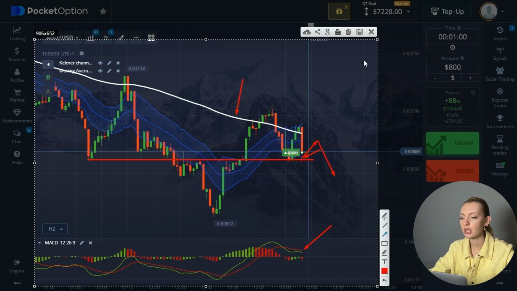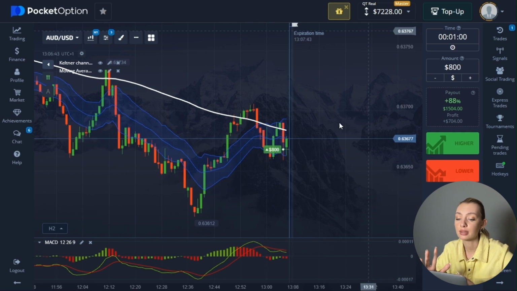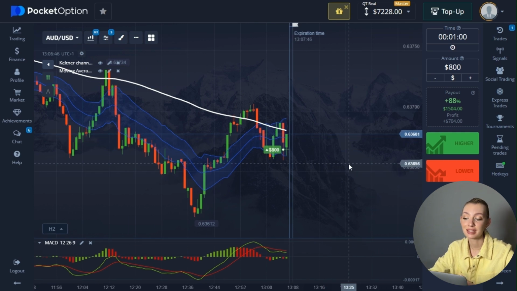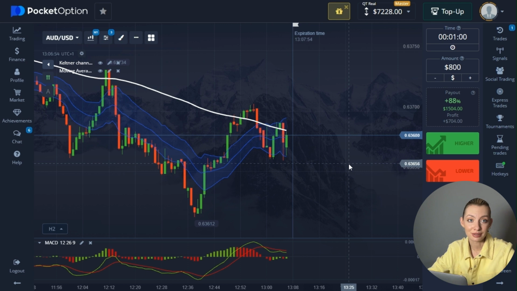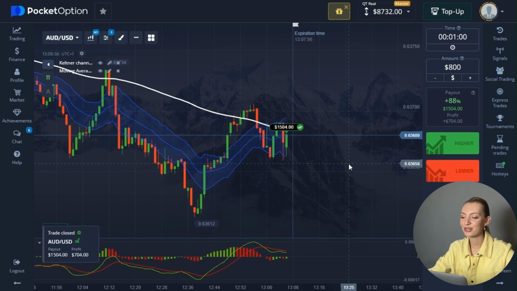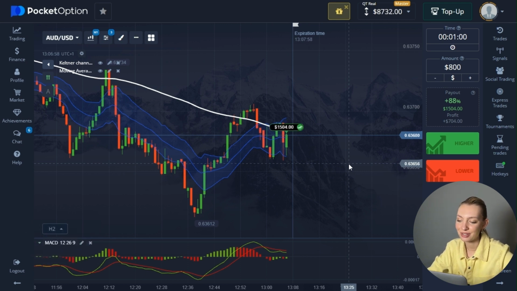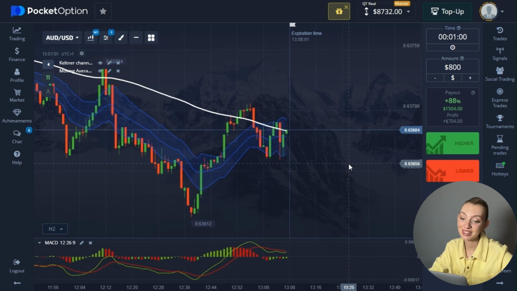So friends, today we'll talk about expiration, and let's start with these basics. Many beginners ask what is it and how to work with it. What kind of stopwatch is it that times the deal? The first deal brings $704 to deposit. Great start.